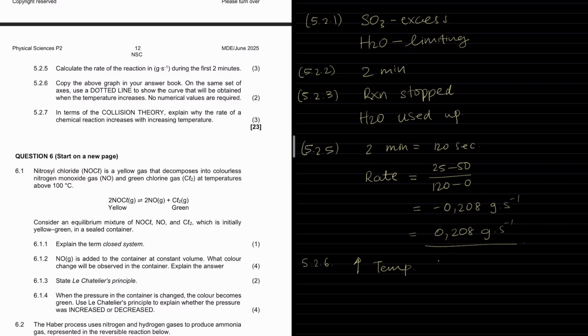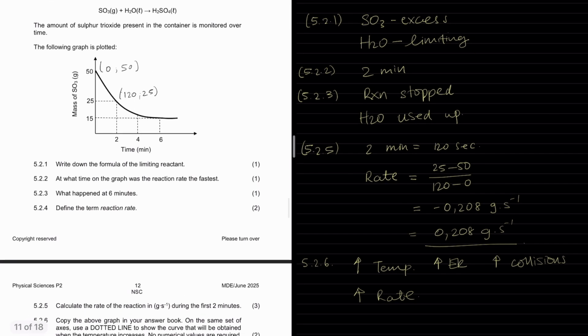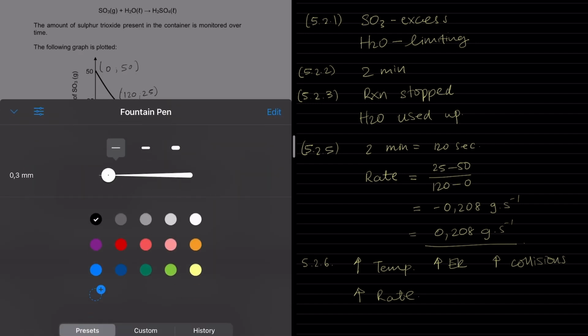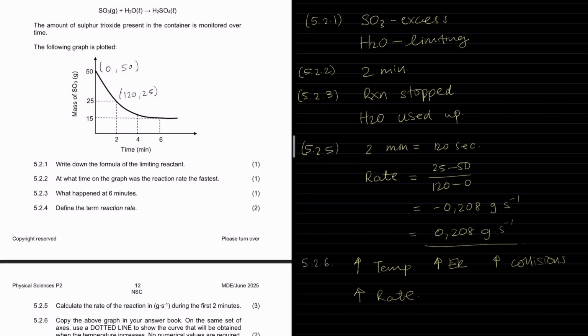So basically, if you increase the temperature, the particles are going to have more kinetic energy. There's going to be more collisions, and that's going to increase the rate. So what we're looking for is a steeper curve. I'm going to use a different color. Let's use red. At the start, it's going to go down steeper, and it's going to flatten much earlier. So something like that.